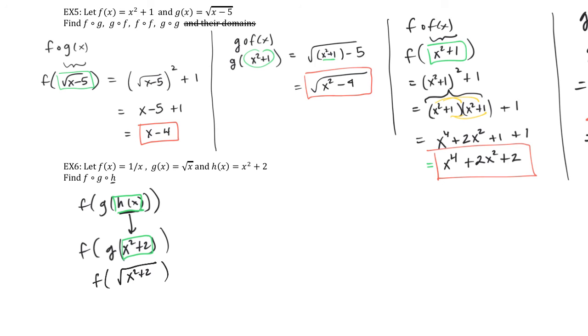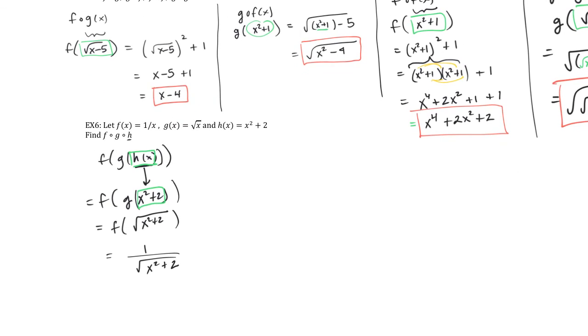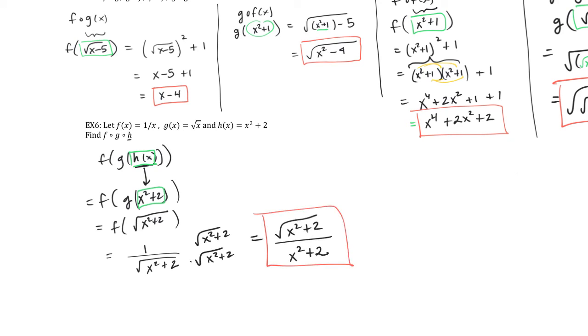What f does is it takes 1 over the input. Since my input is the square root of x squared plus 2, there's my function. And just quickly rationalize the denominator. So we've got the square root of x squared plus 2 all over x squared plus 2. And that one's done.